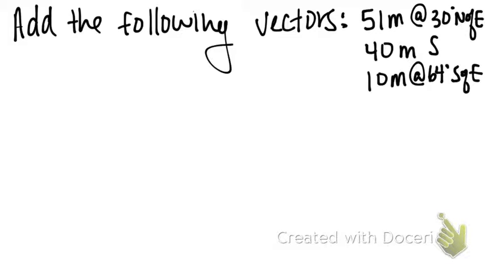Okay, so you've got three vectors there. 51 meters at 30 degrees north of east, 40 meters south, 10 meters at 64 degrees south of east. Okay? And then I'll write kind of the steps up here just to remind you.